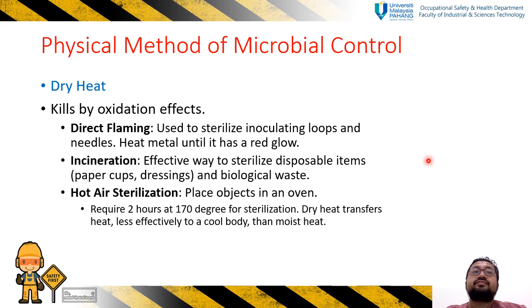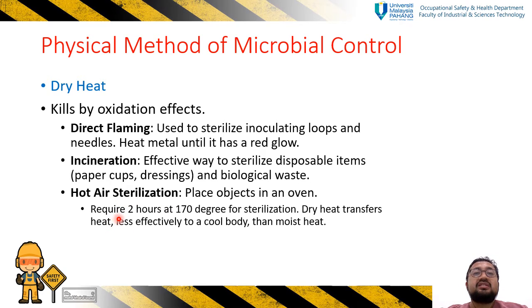Alright, and then we've got dry heat. Dry heat kills by oxidation effects. For example, we have direct flaming, used to sterilize inoculating loops and needles. Heat the metal until it has a red glow. Okay, meaning we directly burn the item. Incineration is an effective way to sterilize disposable items, paper cups, dressings, and biological waste. And we've also got hot air sterilization, placing objects in an oven.